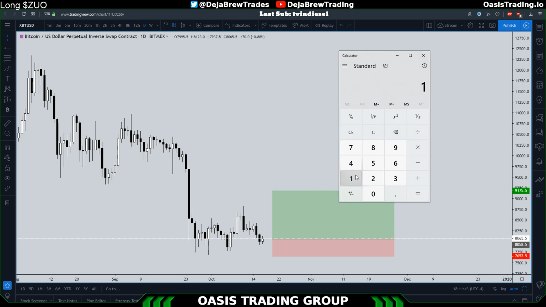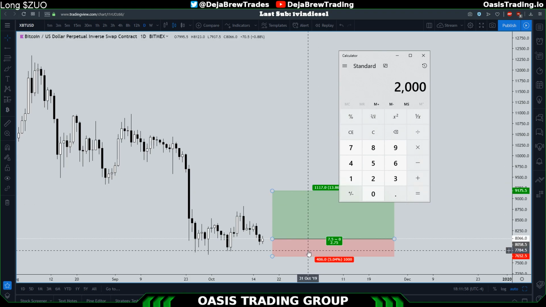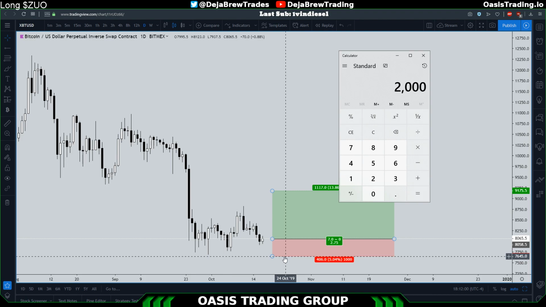So if I'm willing to lose $100, if I'm wrong, my stop loss is 5% away. I'm going to divide by 0.05. This is how many contracts you can trade so that if you lose, you will lose your bet.